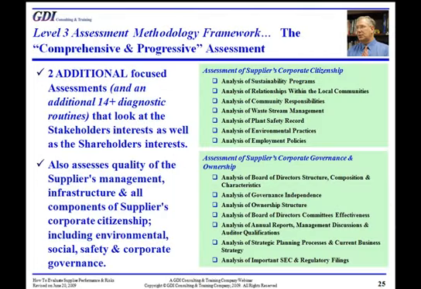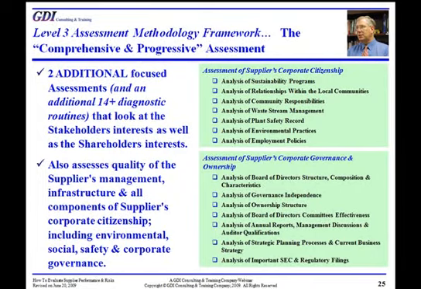If somebody wanted us to look at what we call the comprehensive and progressive, this is where we're going to take a look at the supplier's corporate citizenship and their corporate governance. The corporate citizenship is we're going to look at their sustainability programs, their waste stream, their safety records, their environmental practices, their employment practices, and their relationship with the local community. That's what we mean by being a corporate citizen.